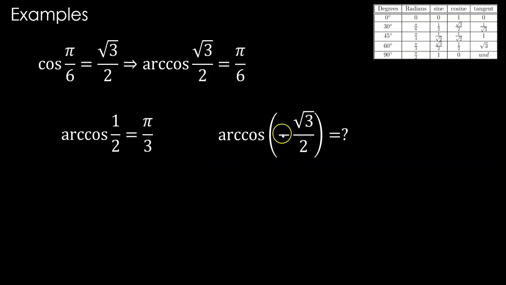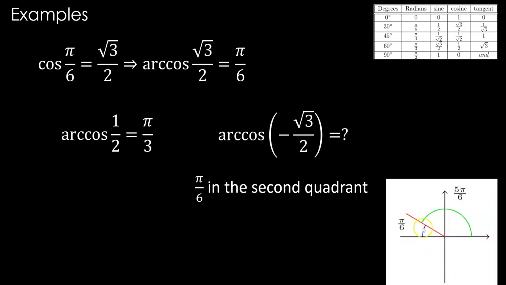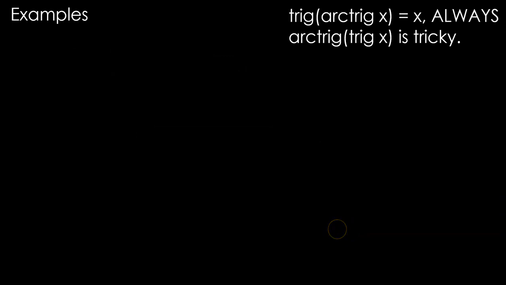If I say arc cosine of negative square root of 3 over 2, I can't say negative pi over 6 because cosine of negative pi over 6 is going to be positive. It's not going to help us. We have to spit out something between 0 and pi. What we need to do is find pi over 6 in the second quadrant. So drawing a quick graph, pi over 6 in the second quadrant means the angle I'm looking at is 5 pi over 6. Let's try to do some simplifying.